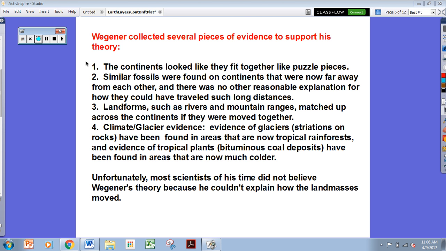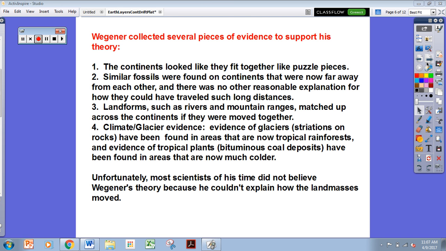Unfortunately, most scientists of his time did not believe Wegener because there was one really important piece that he couldn't explain, and that was how the land masses moved. He couldn't explain that one thing, and because of that, a lot of the other scientists really didn't believe him. And he spent the rest of his life trying to figure out what that missing piece was, but he never did.